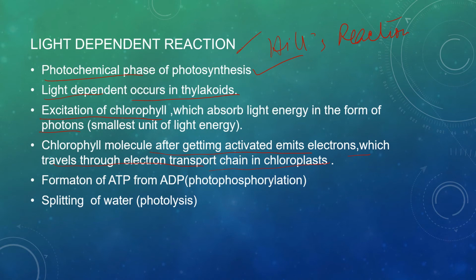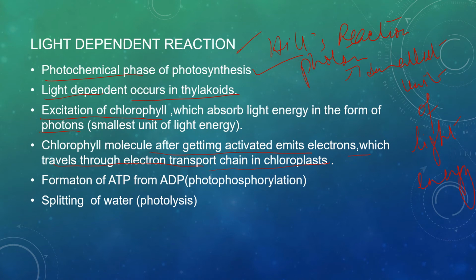So the photosynthetic pigments are absorbing the light energy in the form of photons. What is a photon? It is the smallest unit of light energy. After being exposed to light energy, the chlorophyll is activated and starts emitting electrons, which travel to the electron transport chain in the chloroplast.